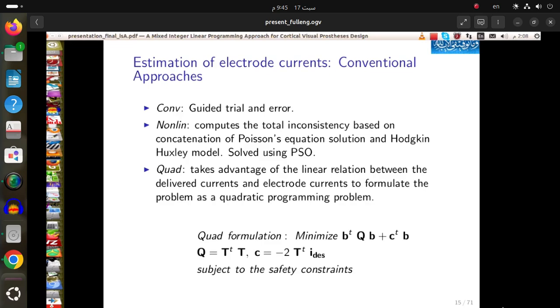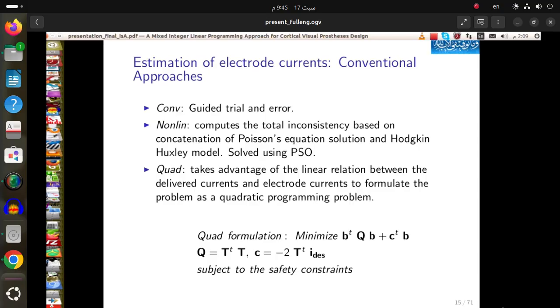When we use quadratic programming, starting from here, we start looking at the mathematical details of the problem. Since we are using a quasi-static approach and using the Poisson equation for modeling, we assume that the relation between the delivered currents at the brain locations and the injected electrode currents is linear.